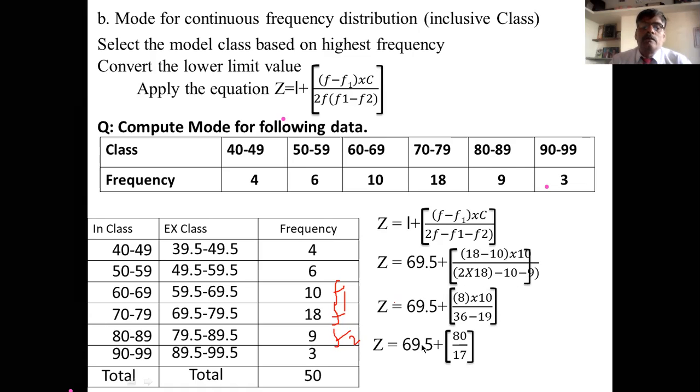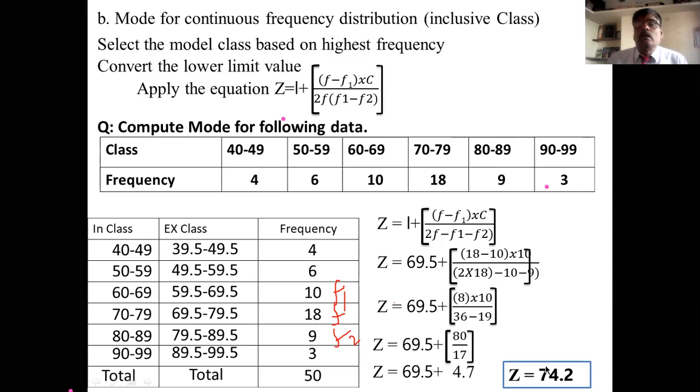So next step, 69.5 plus 80 divided by 17. 80 divided by 17 is equal to 4.7. So 69.5 plus 4.7, the answer is 74.2. 74.2 is the mode.